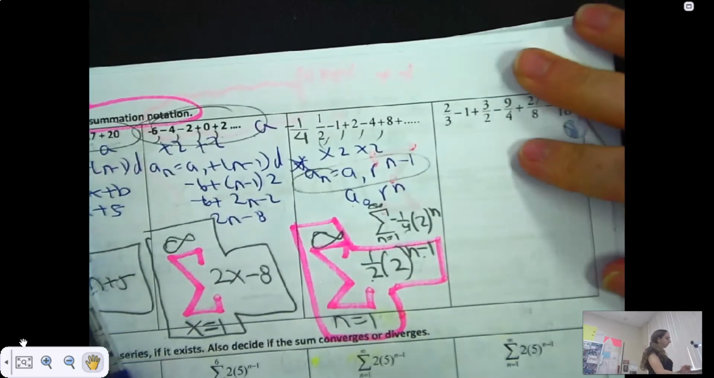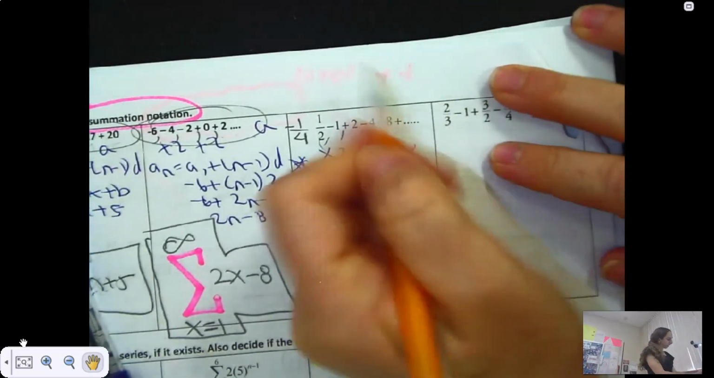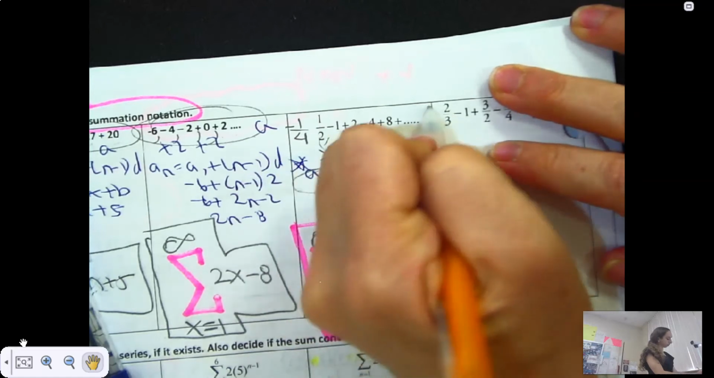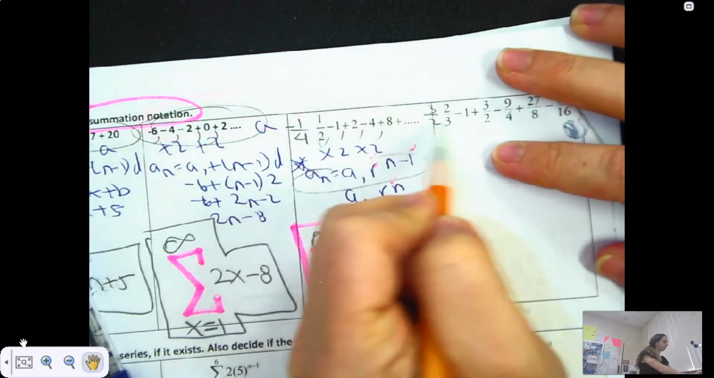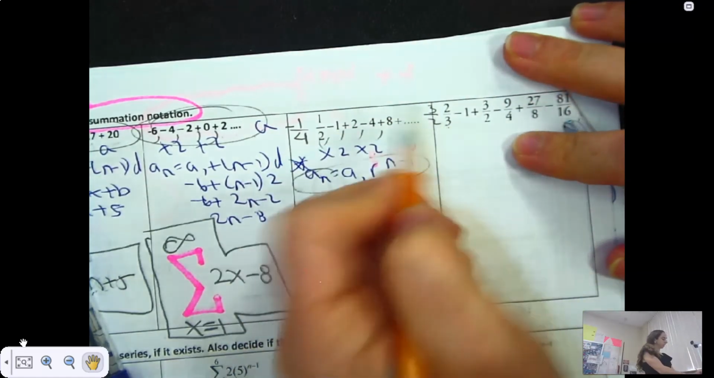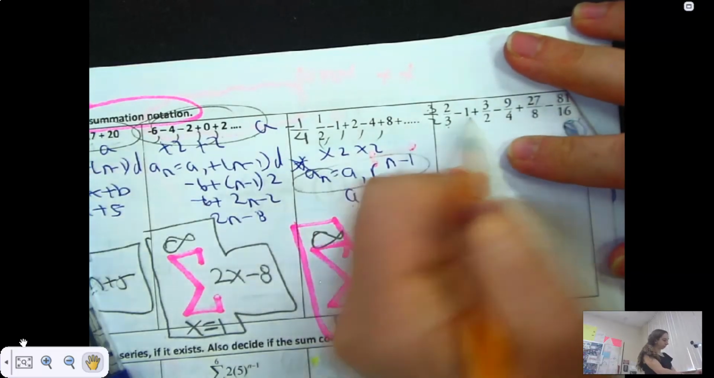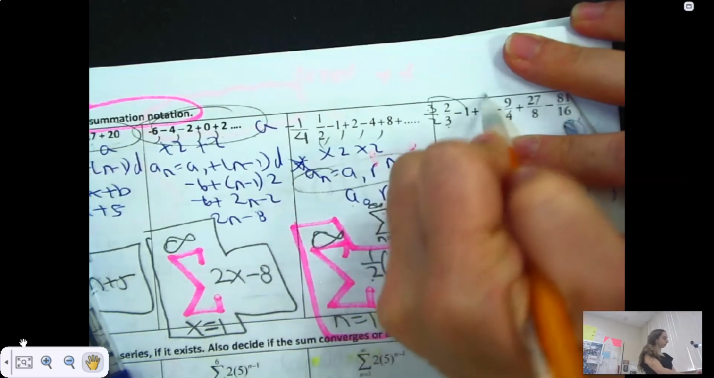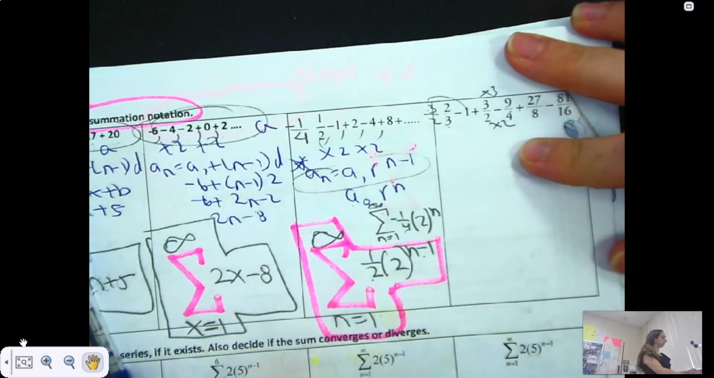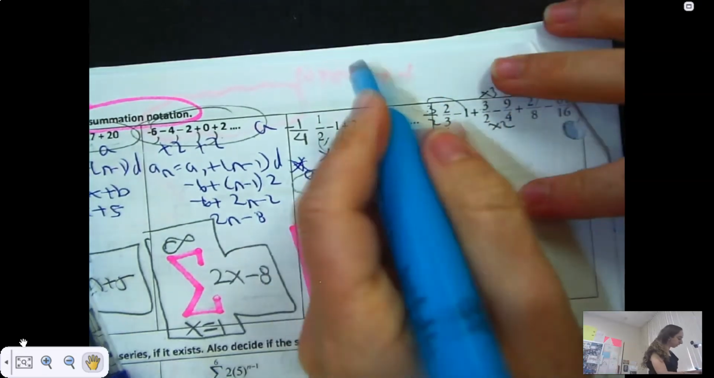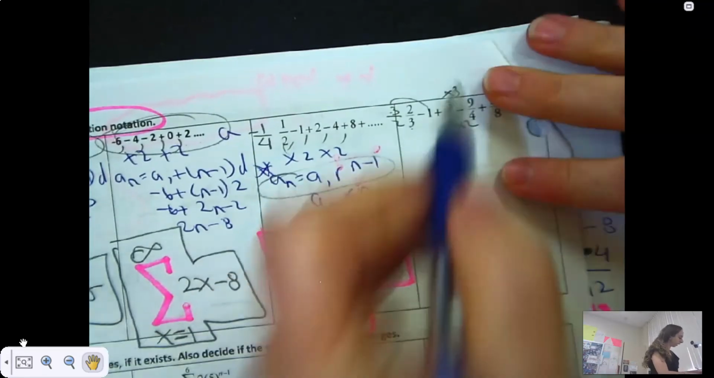So let's look here. If I do this one and I go times 3 halves, I knew that because that's the only way to get 1. So let's see, 1 times 3 halves. Let's see, times 3, times 2. That works. That means the ratio is times 3 halves.